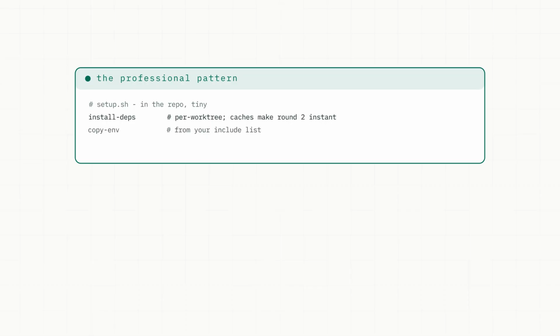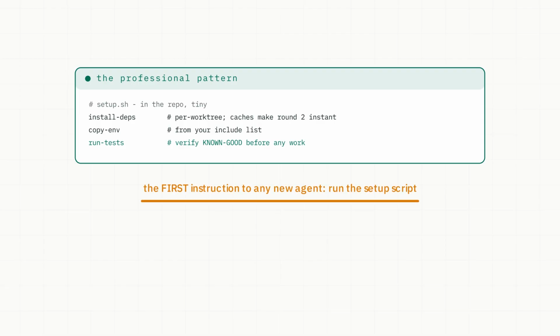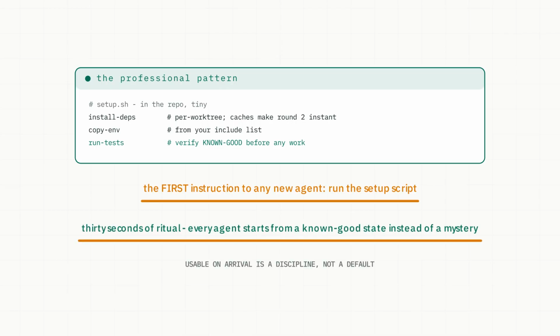Dependencies deserve one honest sentence each. Every worktree is its own directory, so language ecosystems that install dependencies into the project folder need an install step per worktree. Budget for it, script it, or lean on ecosystem caches that make the second install nearly instant. The professional pattern: a tiny setup script in the repo, install, copy environment, verify tests pass, and the first instruction to any new agent is run the setup script. 30 seconds of ritual, and every agent starts from a known good state instead of a mystery. Usable on arrival is a discipline, not a default.